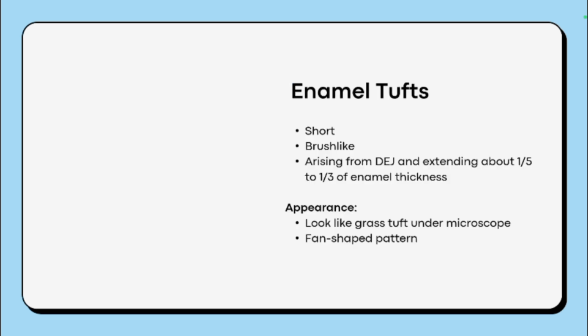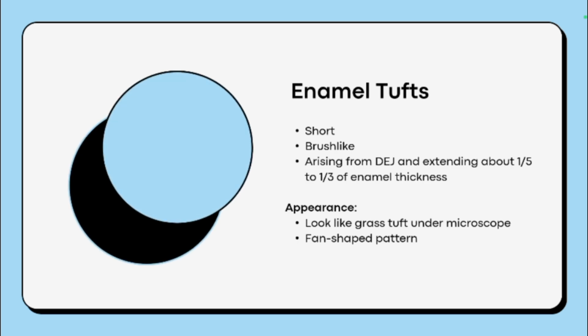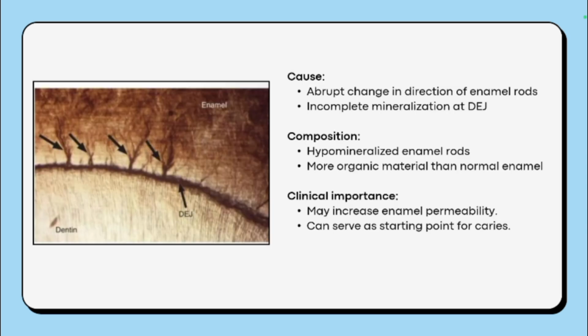Next structure is enamel tuft, which is short, brush-like, arising from DEJ and extending about one-fifth to one-third of the enamel thickness. Here is the microscopic view of enamel tuft, in which you can see it is appearing like a tuft of grass.